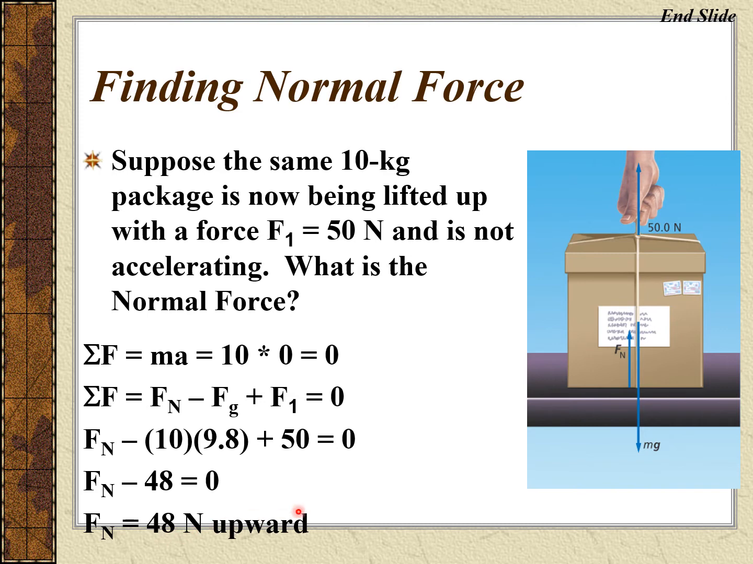Now this should make sense also because now we have this 50 newtons helping to balance out gravity, so we don't need as much normal force. And normal force doesn't equal 98 because we got this 50 newtons that is also helping. So this is an example where the normal force is not equal to the weight because we have some other force that's helping out.